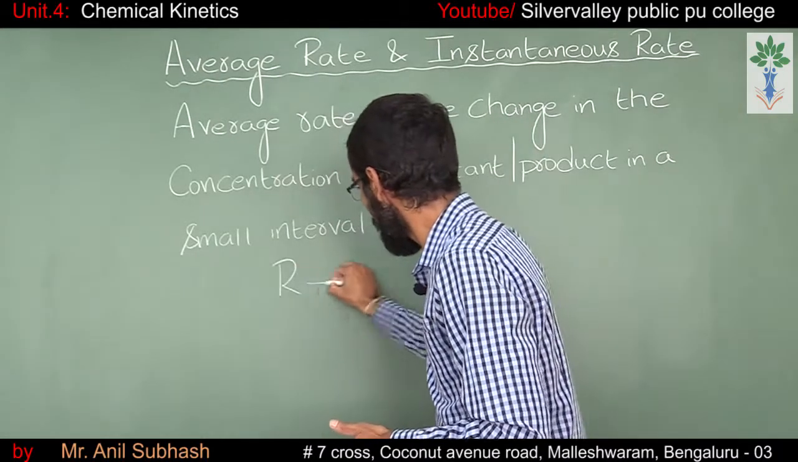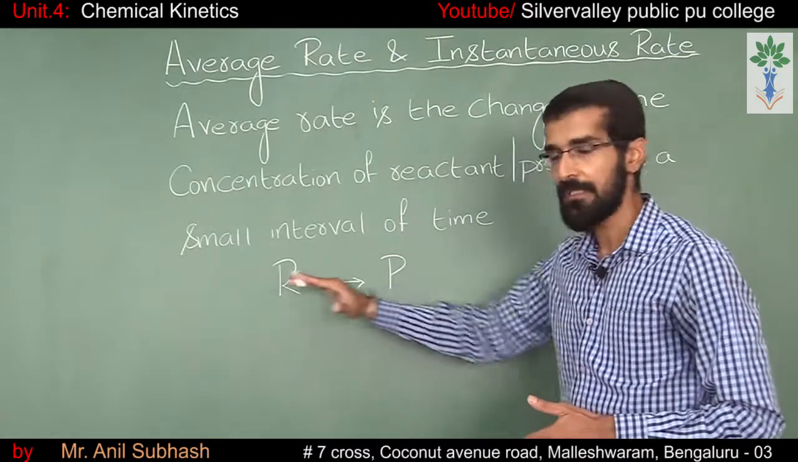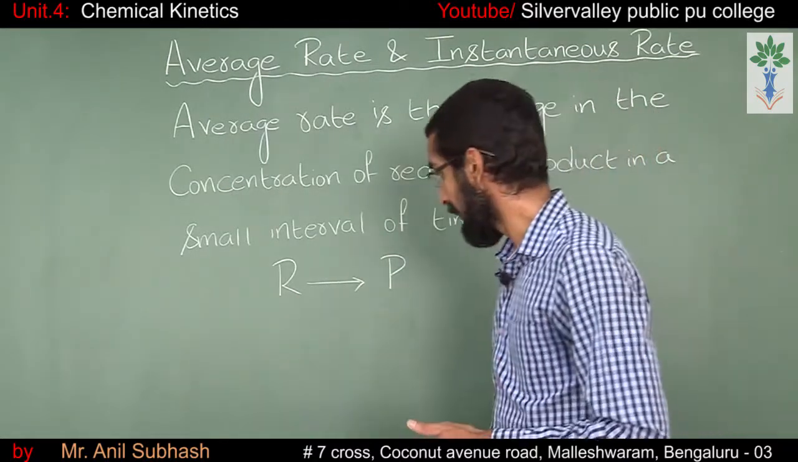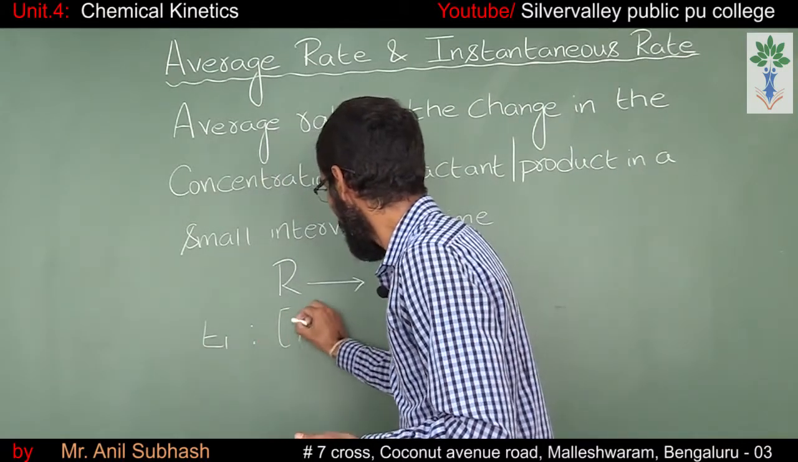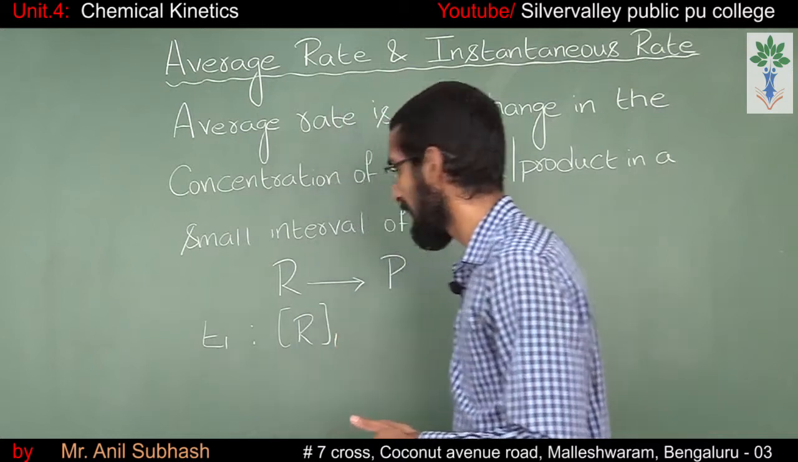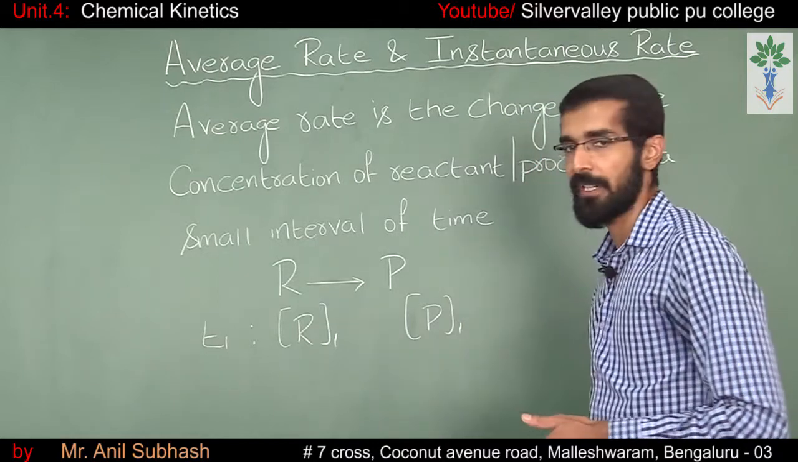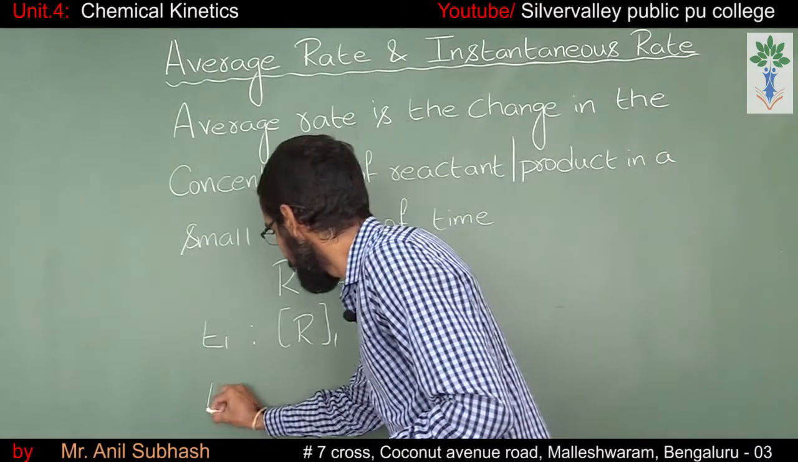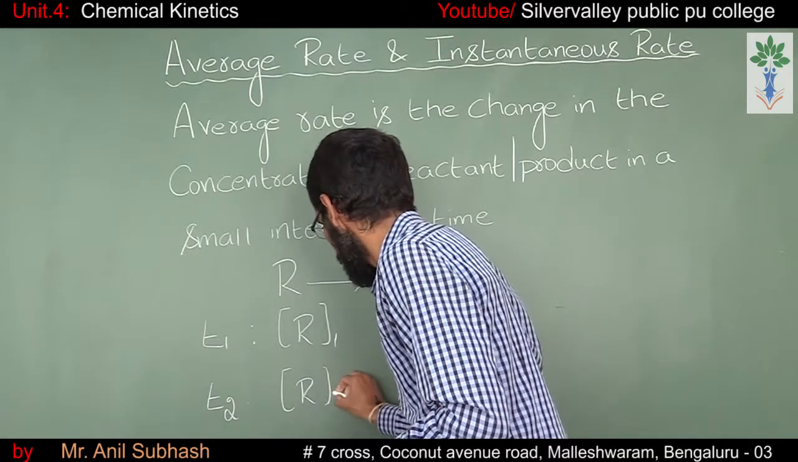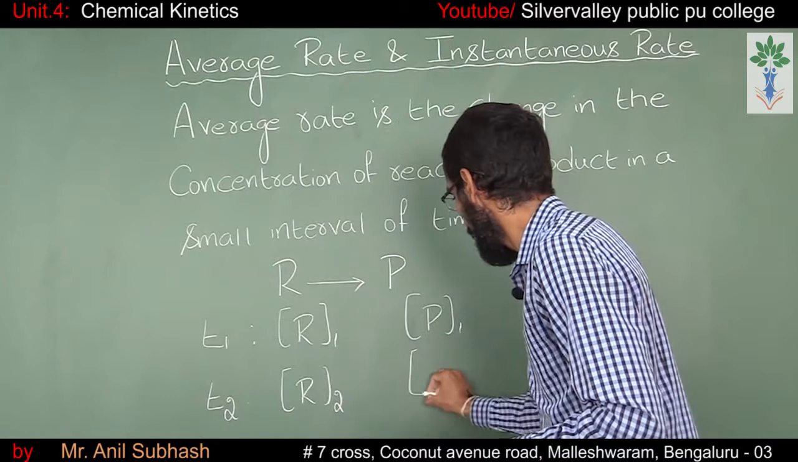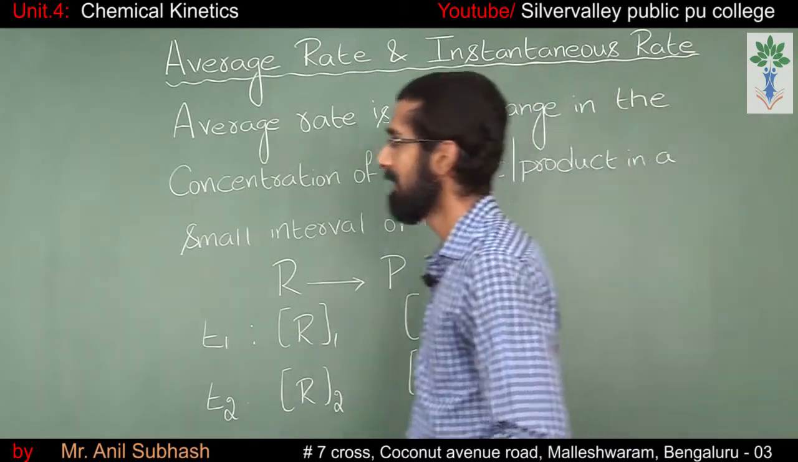Example, we'll consider a reaction of the type R gives P, where R is the reactant and P is the product. Now let us assume that at time T1, let R1 be the concentration of the reactant and let P1 be the concentration of the product. At time T2, let R2 be the concentration of the reactant and P2 be the concentration of the product.